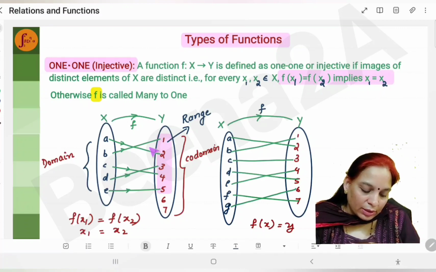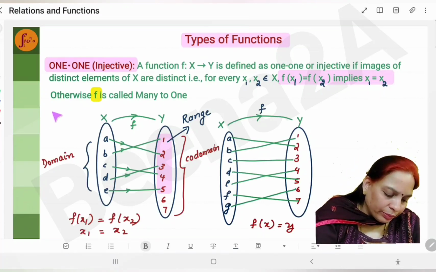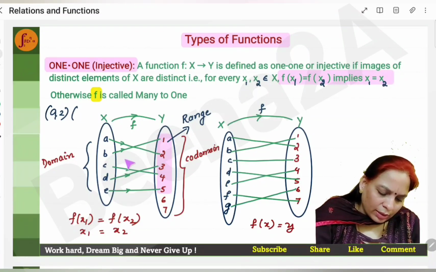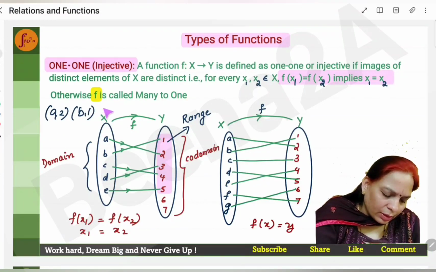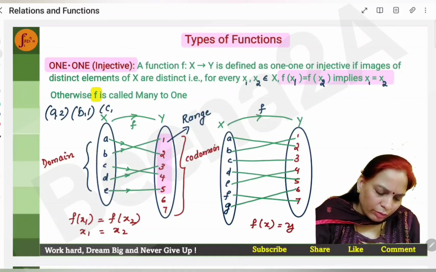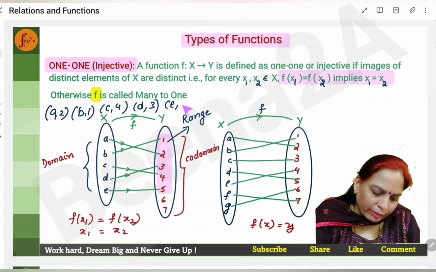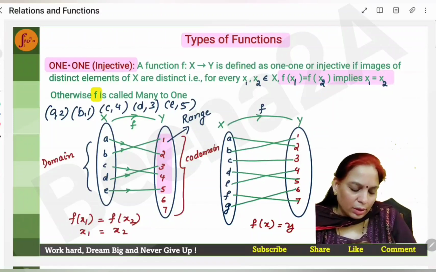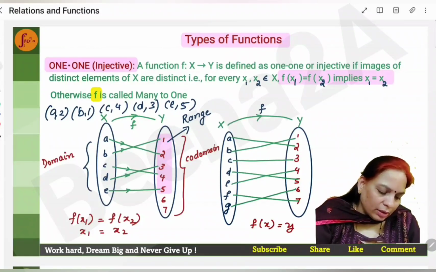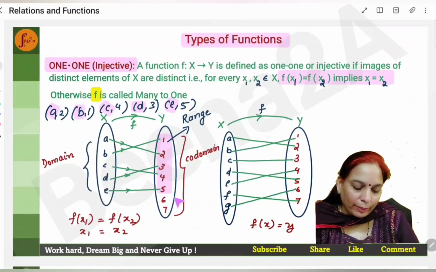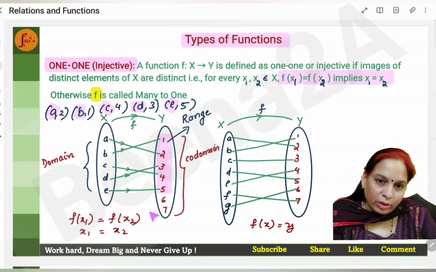So if you see in this example, a is related to 2, you can write it as (a, 2), and b is mapped to 1, c is mapped to 4, d is mapped to 3, and e is mapped to 5 in this example. So for every first element a, b, c, d, e, there is a distinct element in set Y. So this is a one-one function.